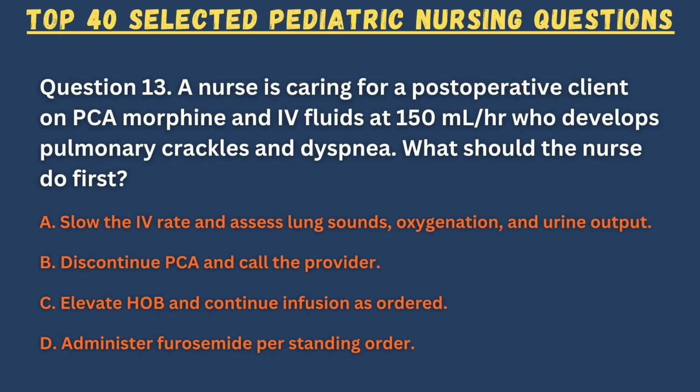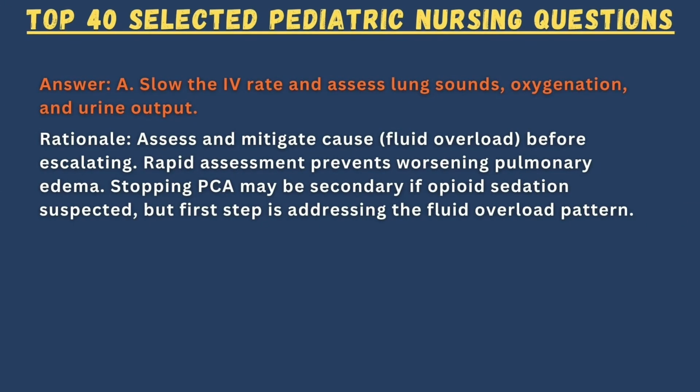Question 13. A nurse is caring for a postoperative client on PCA morphine and IV fluids at 150 milliliters per hour who develops pulmonary crackles and dyspnea. What should the nurse do first? A. Slow the IV rate and assess lung sounds, oxygenation, and urine output. B. Discontinue PCA and call the provider. C. Elevate HOB and continue infusion as ordered. D. Administer furosemide per standing order. Answer. A. Slow the IV rate and assess lung sounds, oxygenation, and urine output.